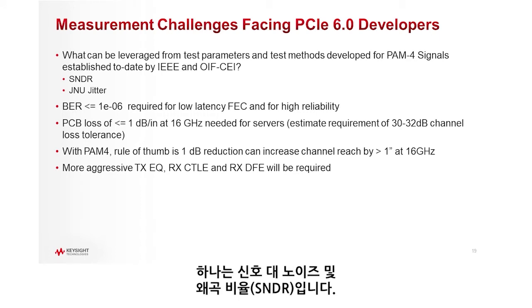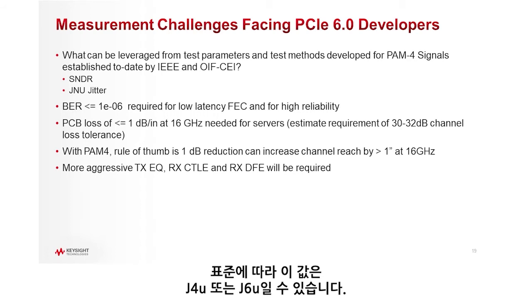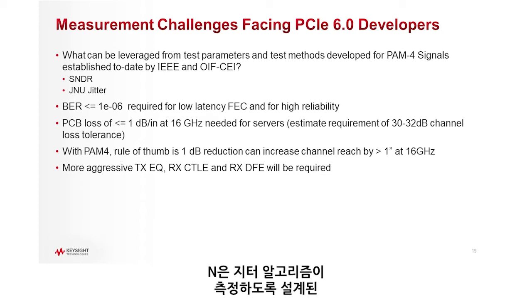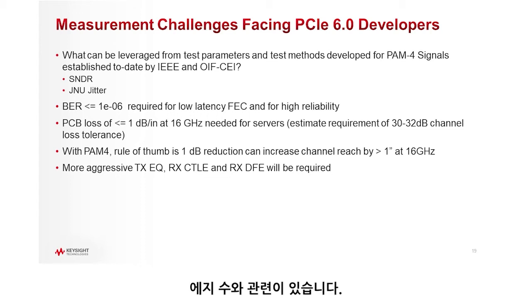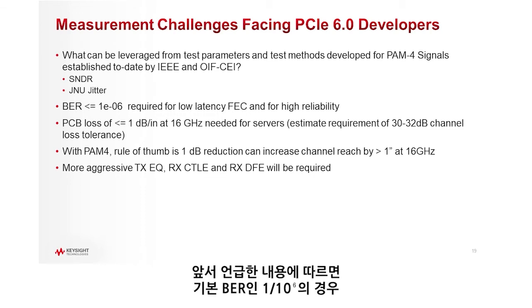One is the signal to noise and distortion ratio, or SNDR, and the other one is a multi-edge jitter measurement. Now we refer to that as JNU, but this could be, depending on the standard, something like J4U or J6U. So N is a number that has to do with the number of edges that the jitter algorithms are designed to measure.